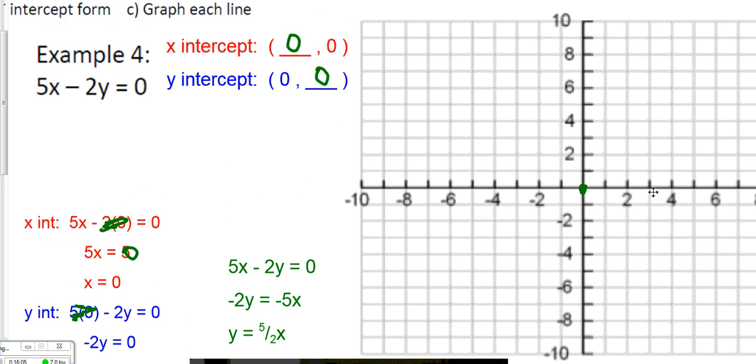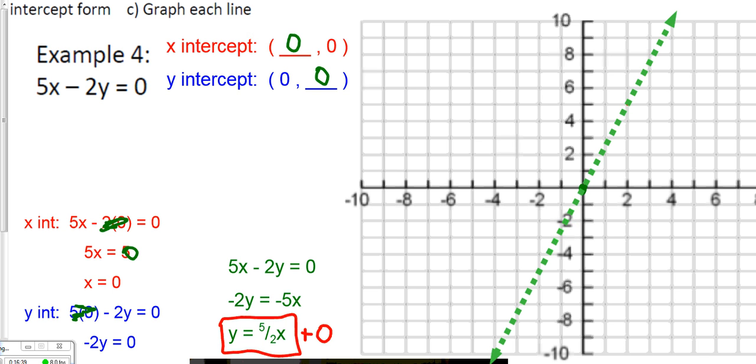We don't have two intercepts to connect here, so we can't plot it just from our intercepts, but we have a slope-intercept form. y equals mx plus b, where our b value is 0. And we knew that because here it is, 0. So 5 over 2 means go up 5 over 2, up 5 over 2, which means our line is going to look like this. So we have our intercepts, our slope-intercept form, and our graph.